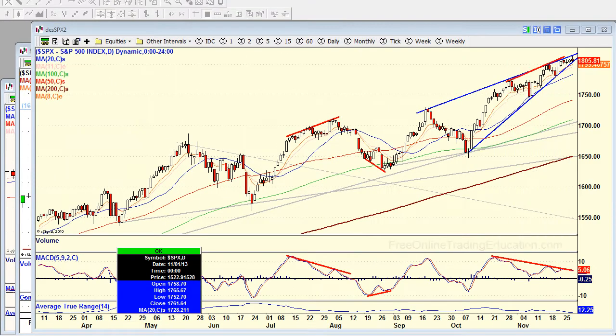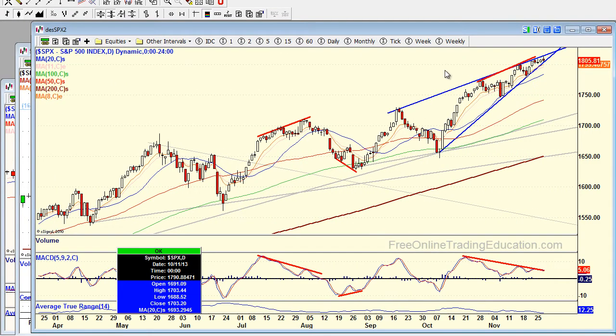Anyway, take a look here at the S&P daily. Here's the problem. The problem has to do with divergences. So we have a big rising wedge, big time bearish. Go to freeonlinetradingeducation.com, longest URL in the world. Click on Chart School, go to Rising Wedges. You will find that rising wedges are, in fact, more bearish than they are bullish.